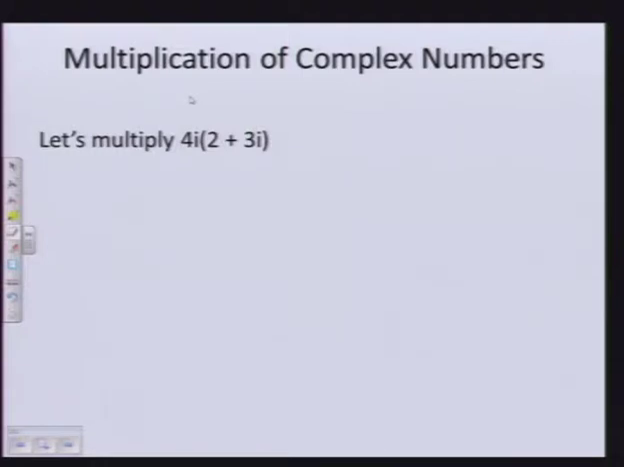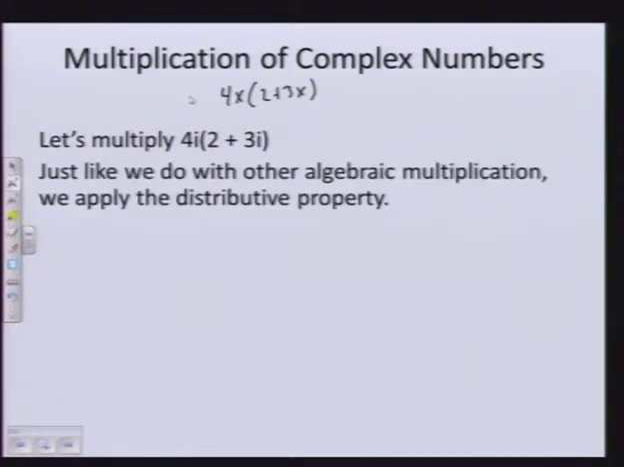Okay, to multiply complex numbers, we're going to look at an example here. So let's multiply 4i times, in parentheses, 2 plus 3i. Now, as you look at this problem, you might say, gosh, this looks similar to some problems that we've done before in algebra, something like 4x times 2 plus 3x. And your idea might be that since they look so similar, could we apply the same procedures? And the answer to that is yes.